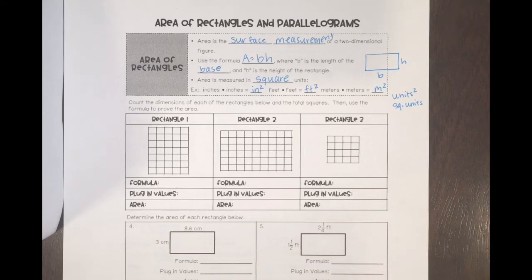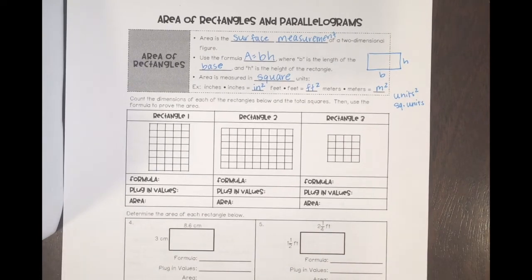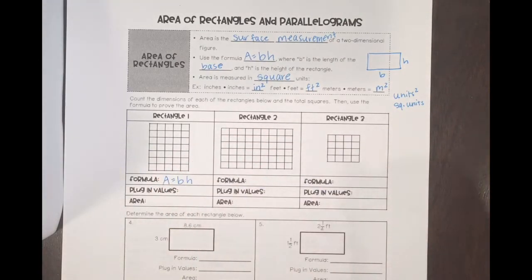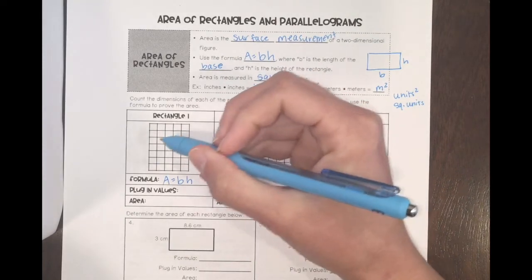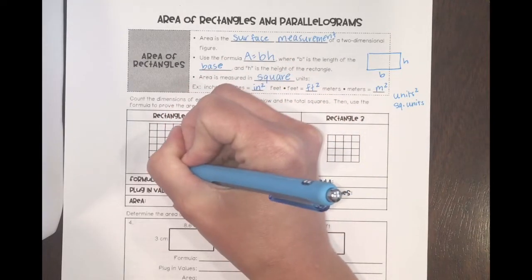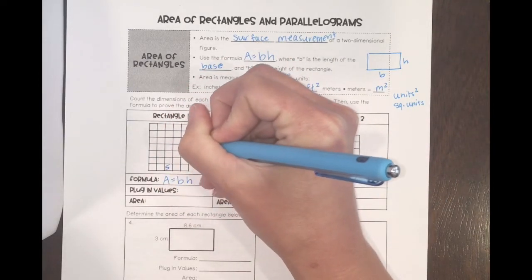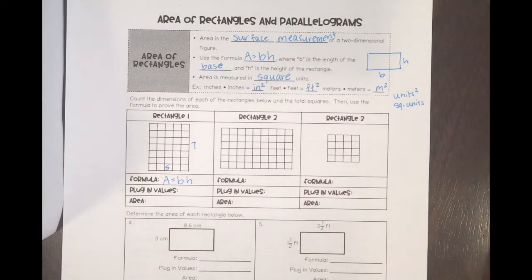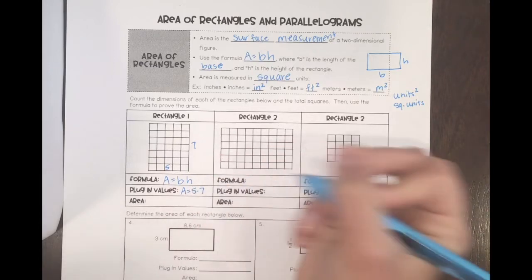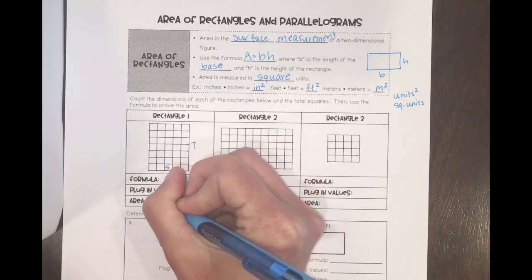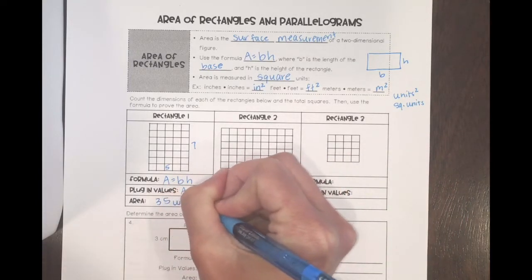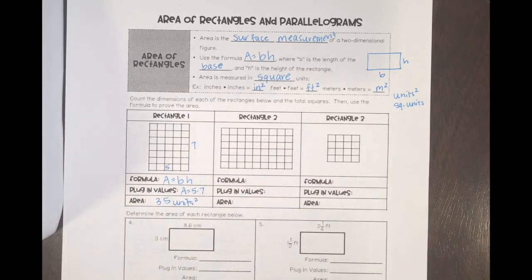Okay, we're going to practice a few of these. So for the first rectangle, the formula to find the area again is always area equals base times height. So we can count the actual units on this rectangle. The base is 1, 2, 3, 4, 5 units. And the height is 1, 2, 3, 4, 5, 6, 7 units. So if we were to plug that into our equation, area equals 5 times 7. 5 times 7 is 35. So our area is 35 units squared, or square units.